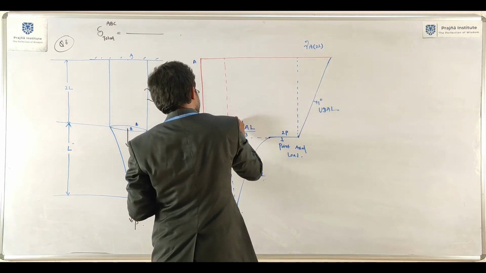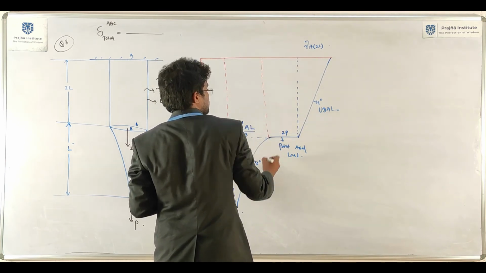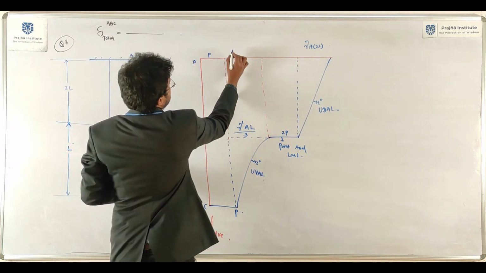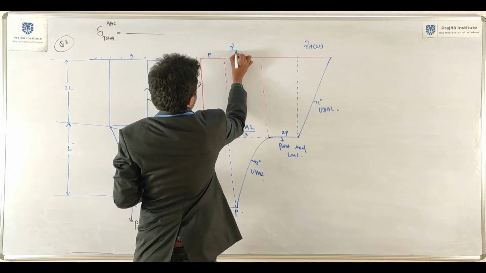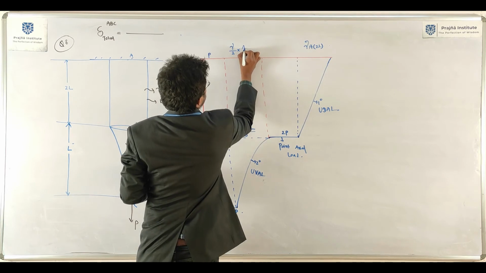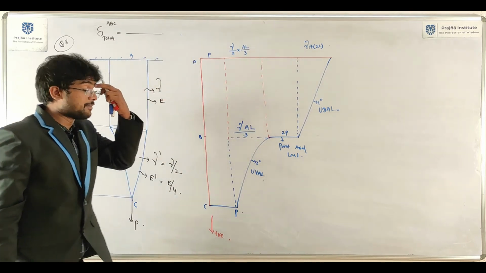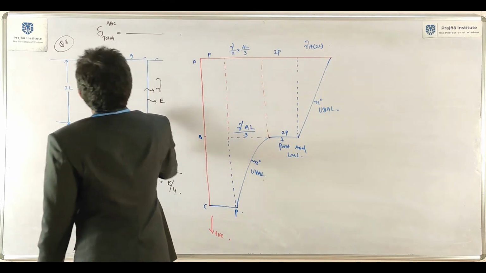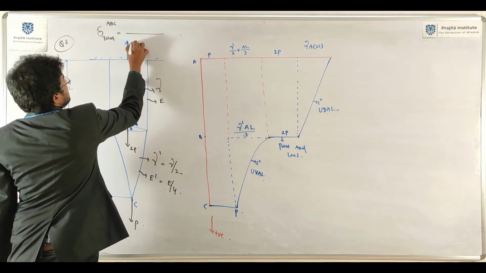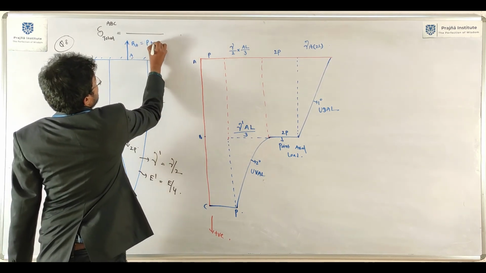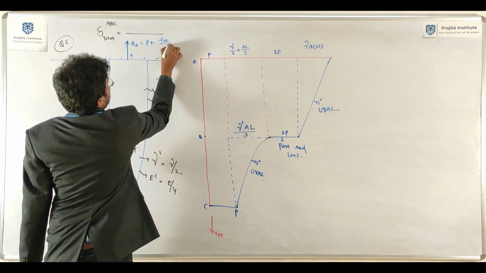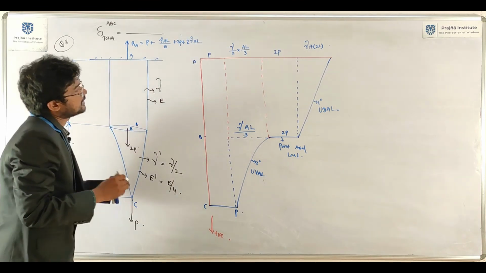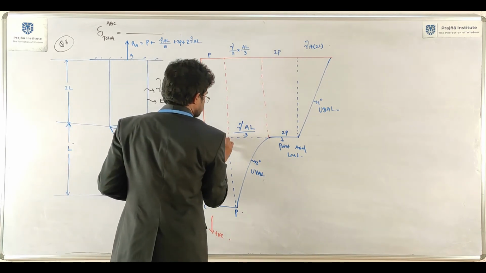Okay, from here to here. Now you will get it. So here it is P plus gamma dash, in the sense gamma by 2 into A L by 3, of course gamma dash equal to gamma by 2. Now here it is 2P. Finally, what is the reaction at point A? Ra equal to P plus gamma AL by 6 plus 2P plus 2 gamma AL. Okay, clear now.